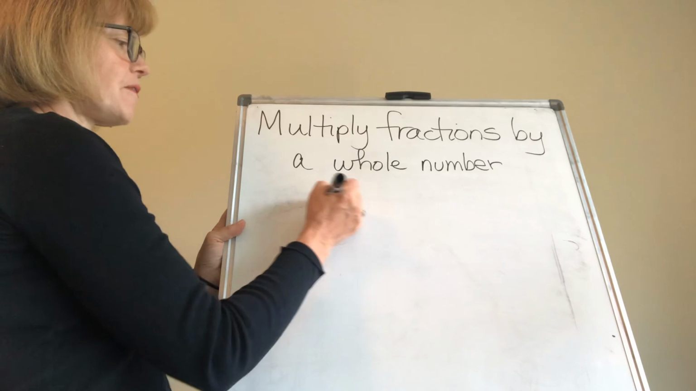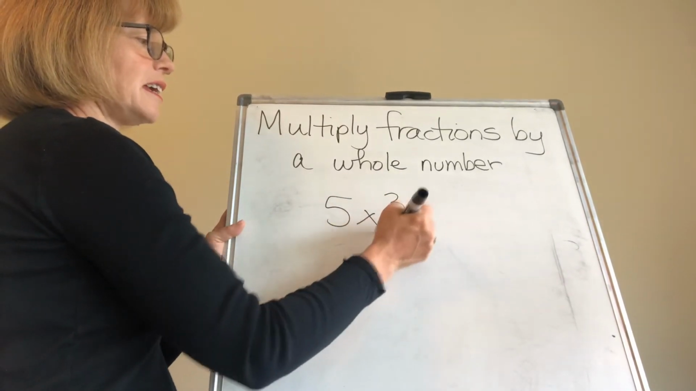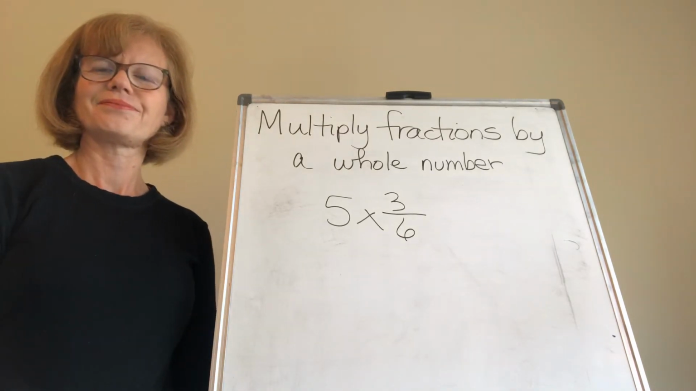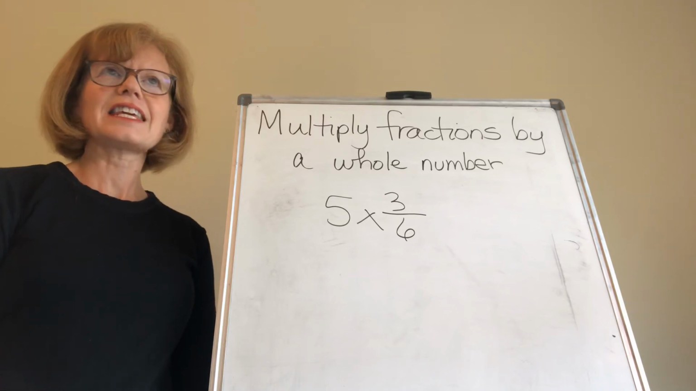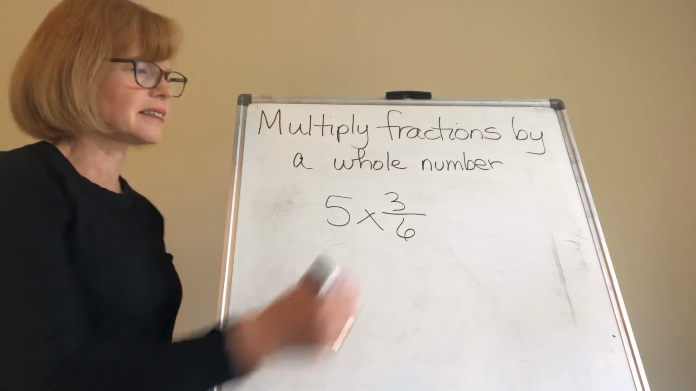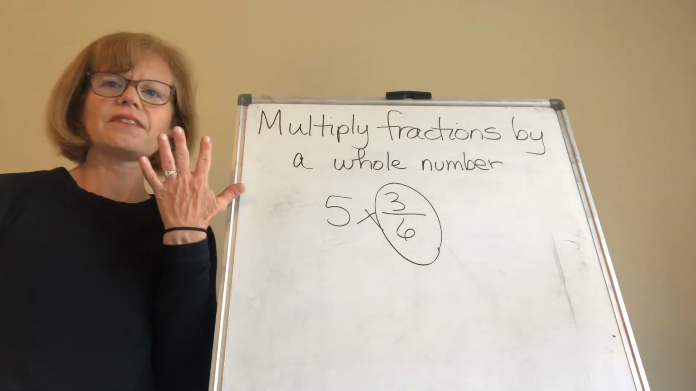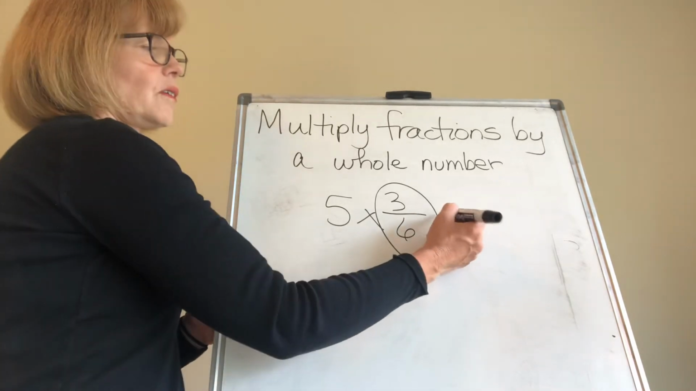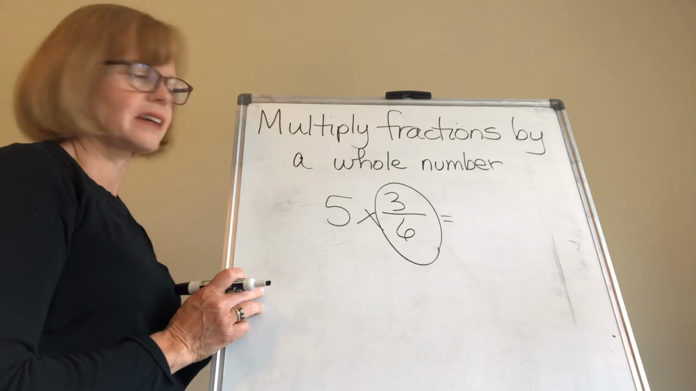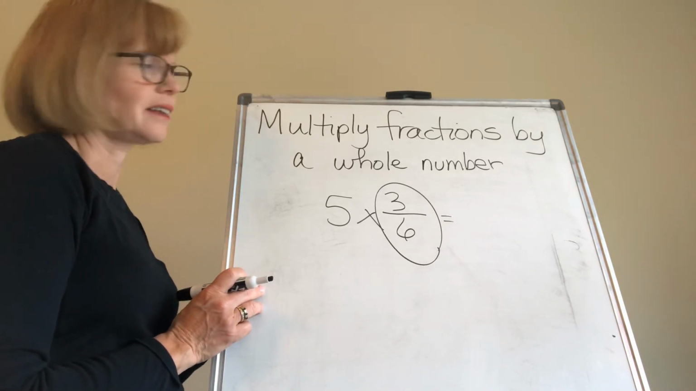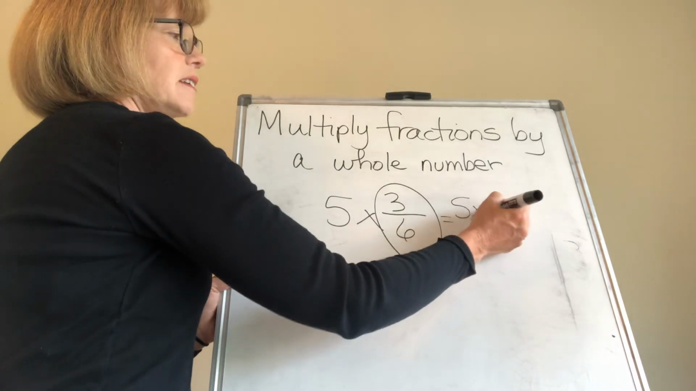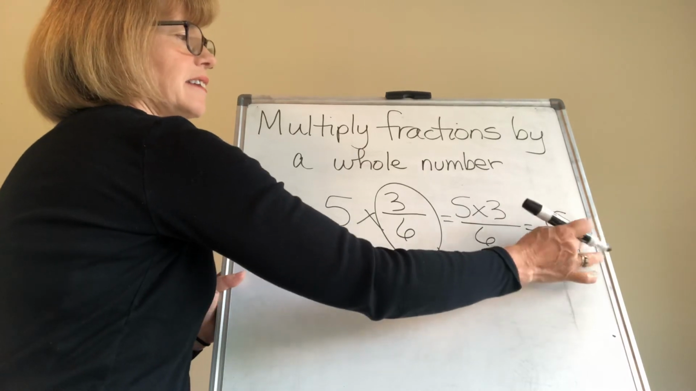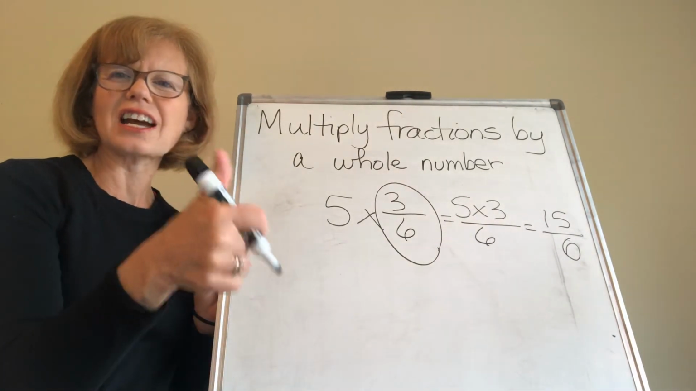We have got 5 times 3 sixths. Write down what you think the answer is. Remember, I'm thinking I have 3 sixths 5 times. 3 sixths 5 times. All right, ready? I know that 5 times 3 is 15 sixths. If you wrote that down, great job.